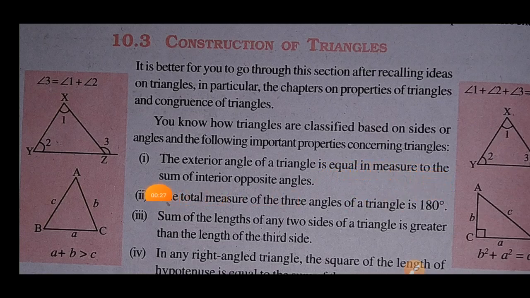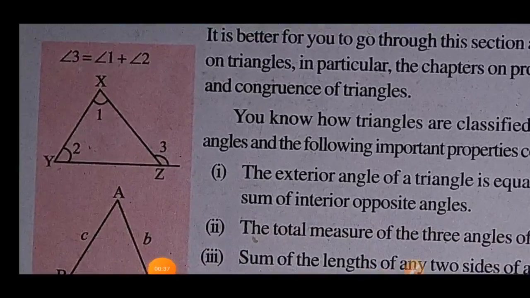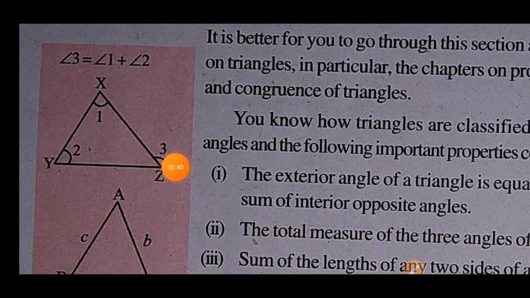The first property is the exterior angle of a triangle is equal to the sum of interior opposite angles. This is figure 1, in which angle 3 is the exterior angle, and it is equal to the sum of these two interior angles 1 and 2. Angle 3 is equal to angle 1 plus angle 2. These two, angle 1 and angle 2, are the interior angles, and the sum of these two angles is equal to angle 3, that is the exterior angle.